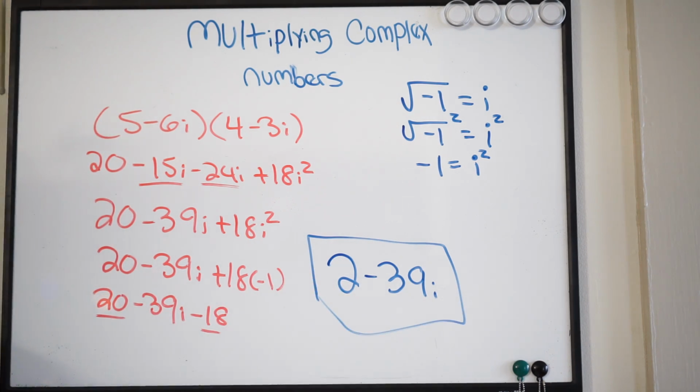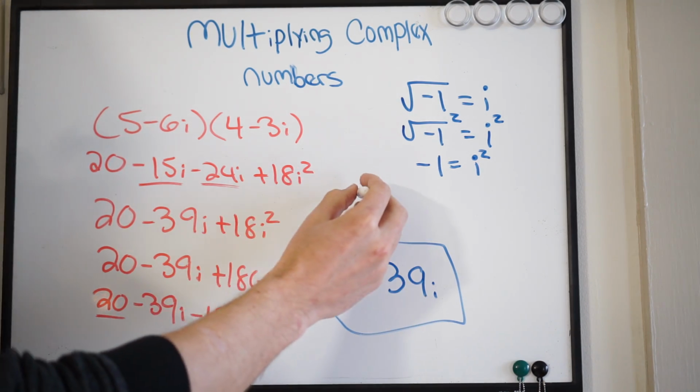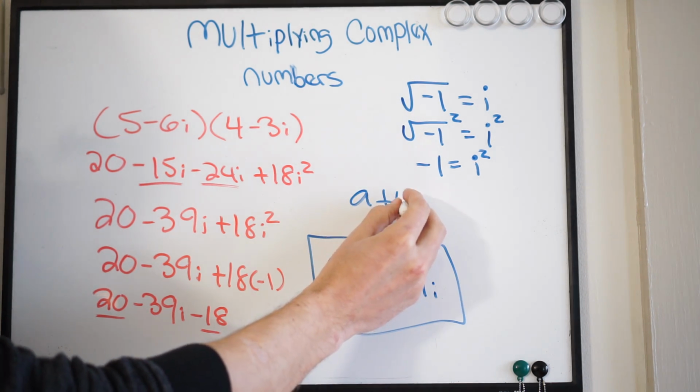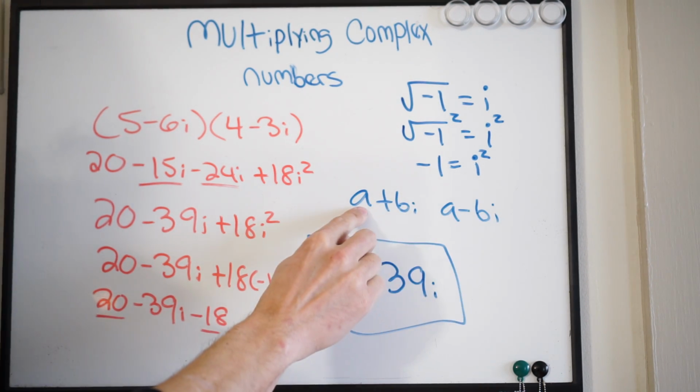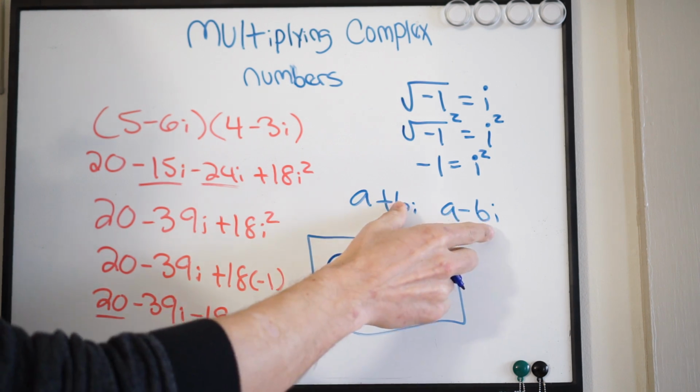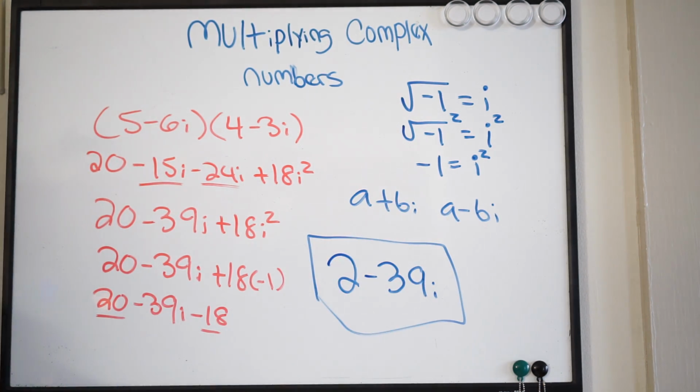Also remember, you should always write a complex number in this form, a plus bi or a minus bi, where a is your real number, bi is obviously your imaginary number. It should always be in that form. And you can see here, we're in that form. So that is how you multiply complex numbers.